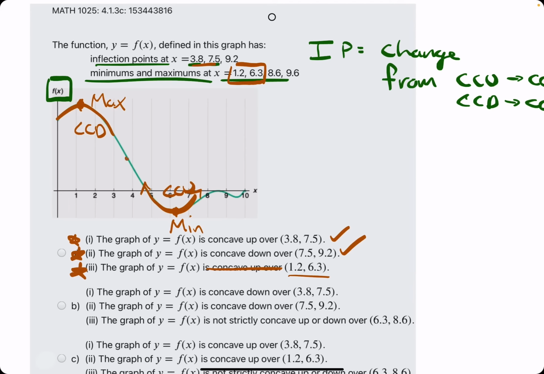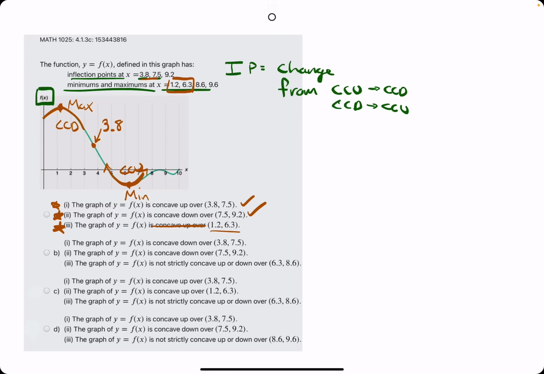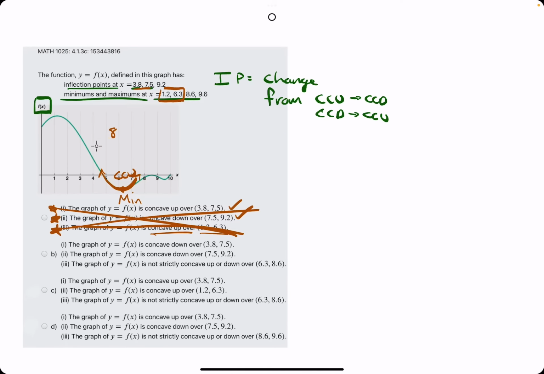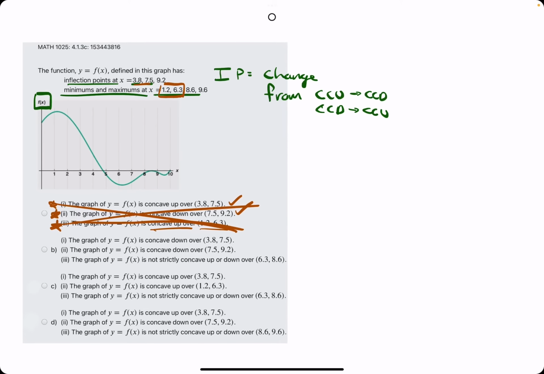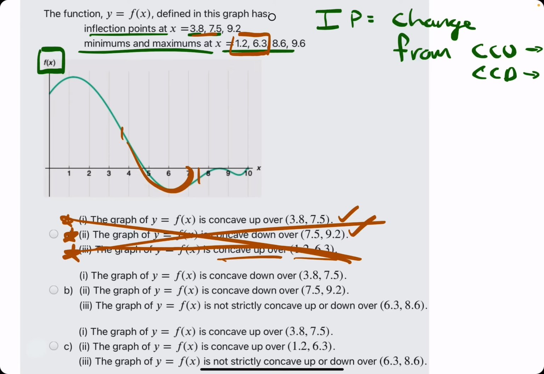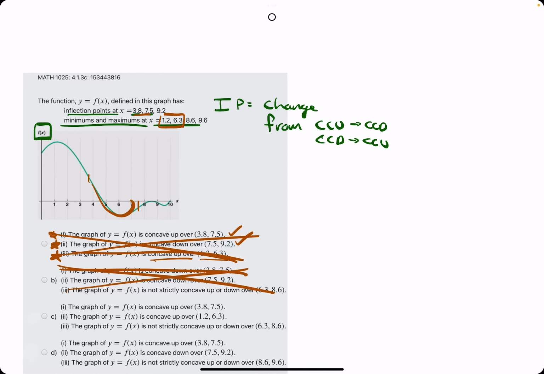Namely, using our points at the top, 3.8 is the point of inflection, so that's where it changed concavity. So there's no way it could be concave up the entire interval from 1 to 6. Because this is false, the whole of statement A is false. All right, let's check out option B. They say concave down from 3.8 to 7.5. We said that was concave up, so that is already false, making all of B false.